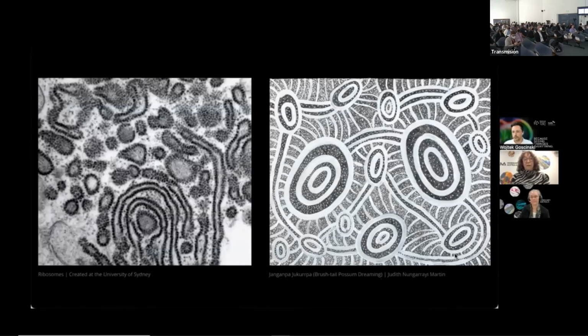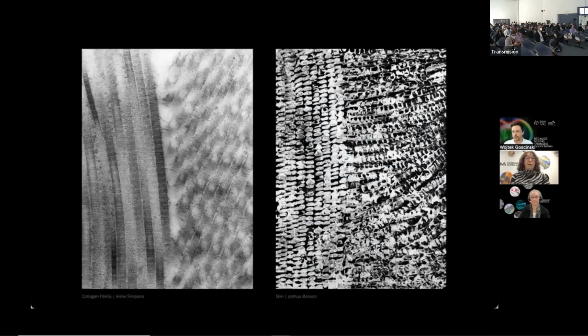And the last one that I want to show you has collagen fibrils in skin on the left, and then a painting by artist Joshua Bonson of crocodile skin, which is his totem, and it also is symbolic of the kinship system and that protective image of skin and that concept of protecting the whole community.